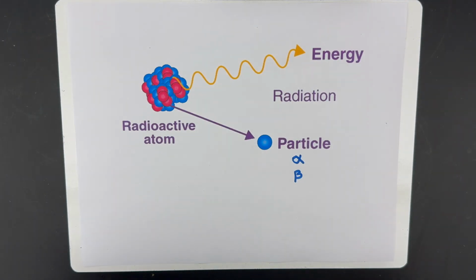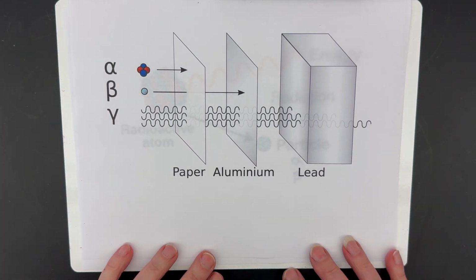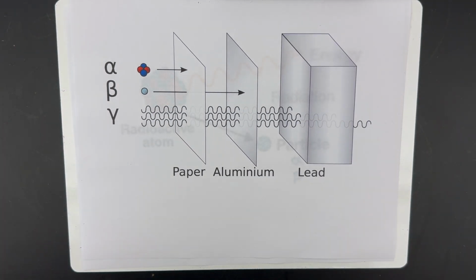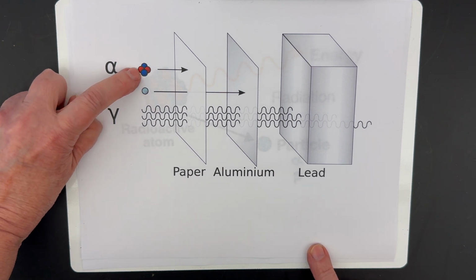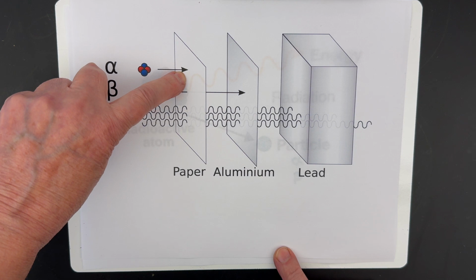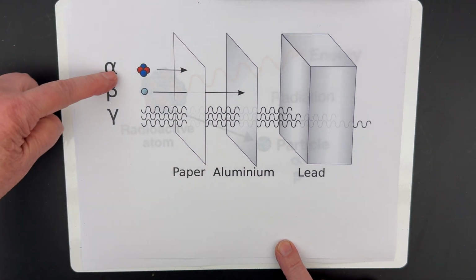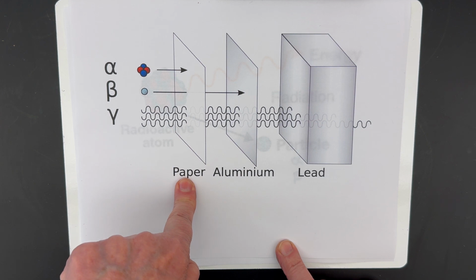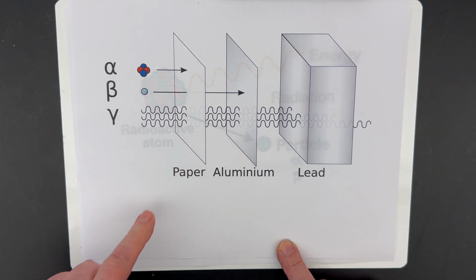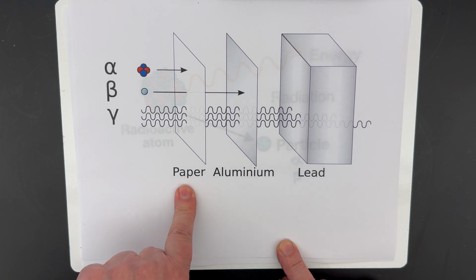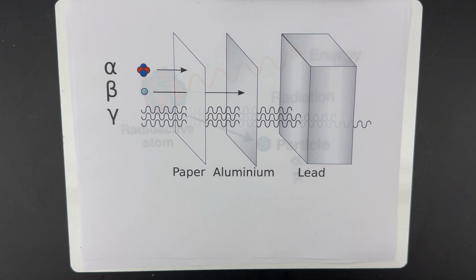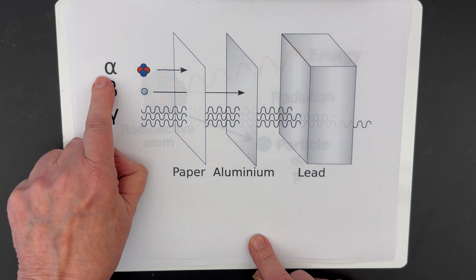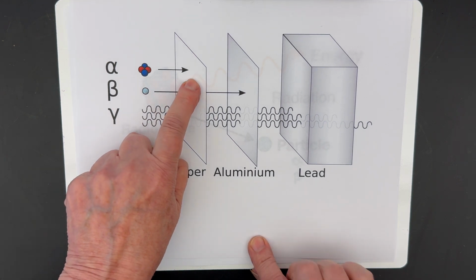Because our particles have different masses and different speeds, they're going to need different amounts of protection to actually stop them. So alpha, being a large particle with 2 protons and 2 neutrons, is moving slow compared to the other types, and it can be stopped by paper, like a notebook or a few sheets of paper. So when you see people on TV or in movies walking around in those white paper suits, the only thing that's really protecting them from is the alpha radiation, because that will be stopped by paper.